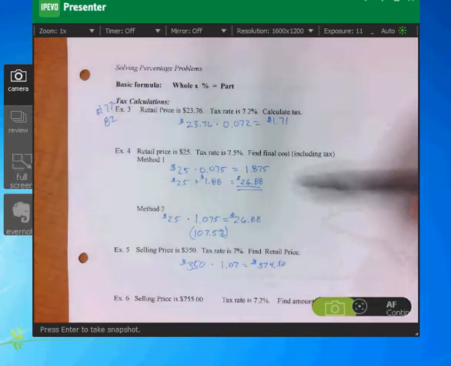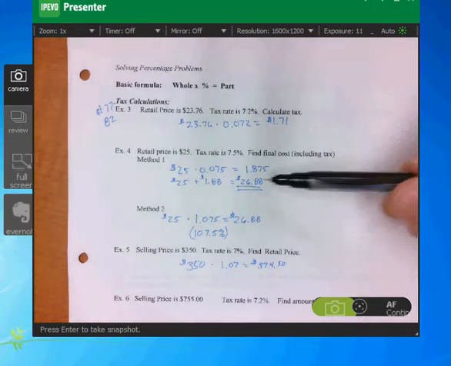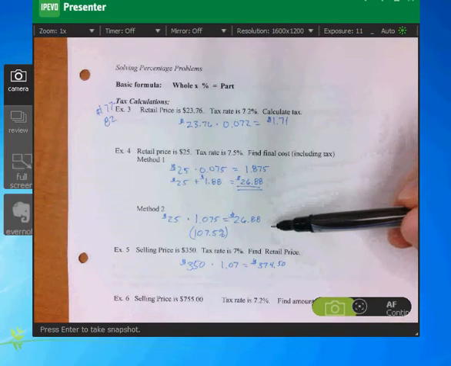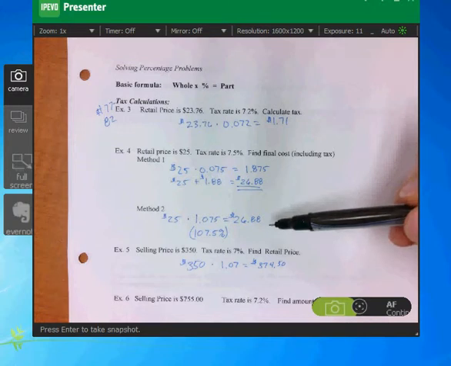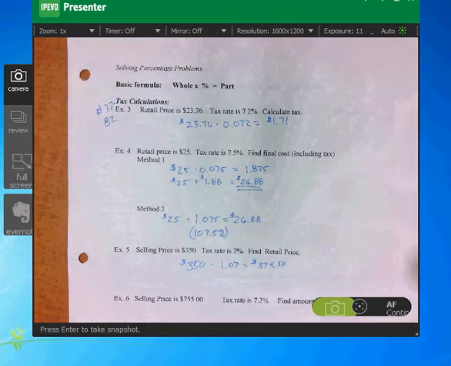Okay, so either way is perfectly fine. You can do the method where you find the tax and then you add it to your original. Totally acceptable. If that makes sense and works for you, that's great. If you are understanding that you're taking the original and adding the percent to it for tax, all you have to do is put your tax percentage decimal with a 1 in front of it for the 100% you have to add it to. All right, it'll work both ways.